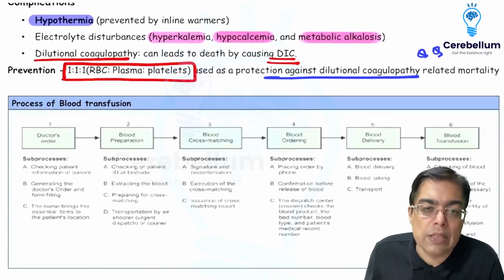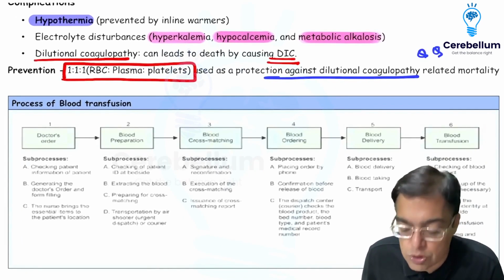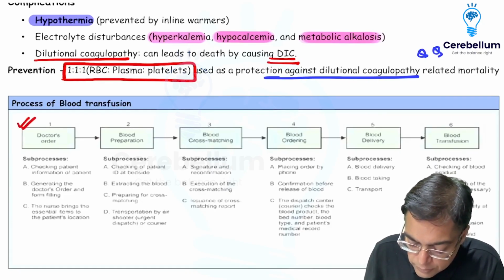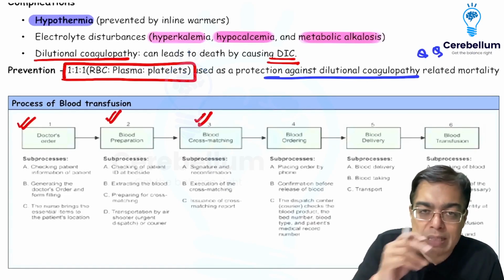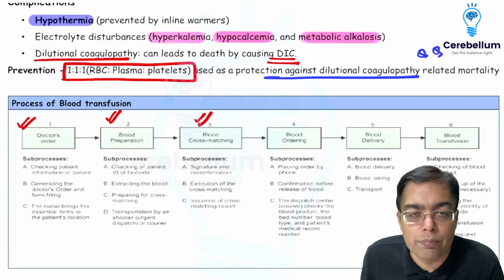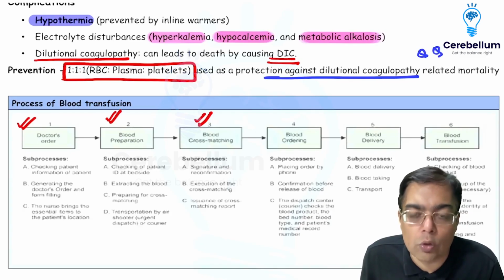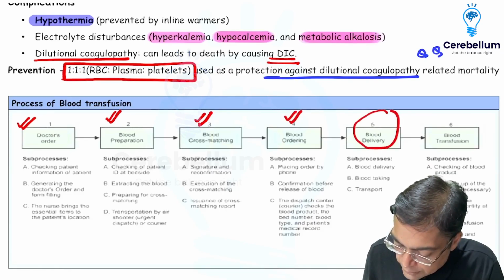Of course, for the sake of description and knowledge, we have just added the process of blood transfusion, wherein you have the order of a doctor. Then the blood is prepared. Then cross-matching is done. The sequence was once asked in the exam. So you have to look at the doctor's order, prepare the blood, and do the cross-matching. Then the blood has to be ordered, and once it is delivered, it is subsequently transfused, right?